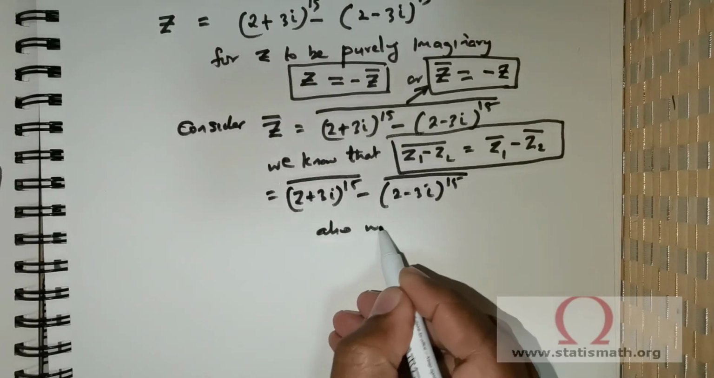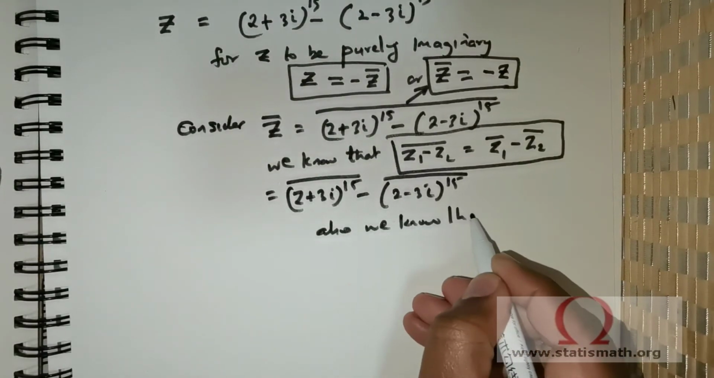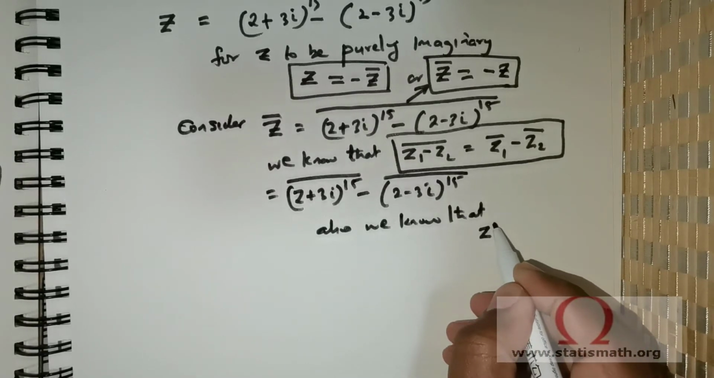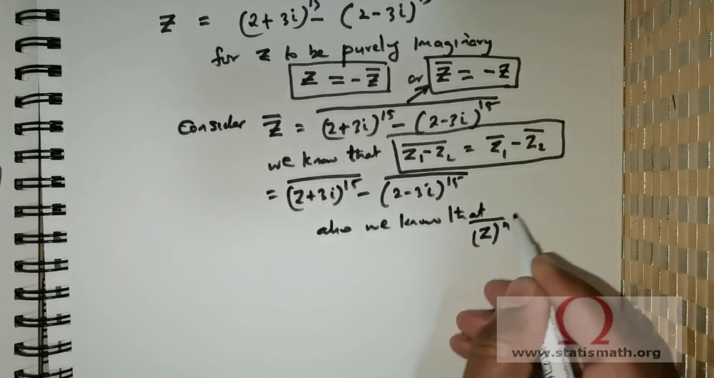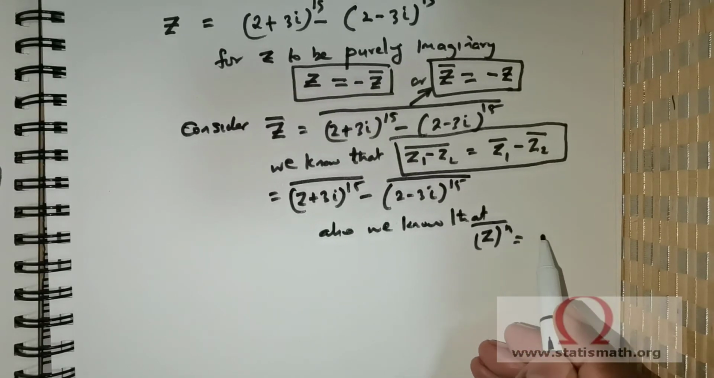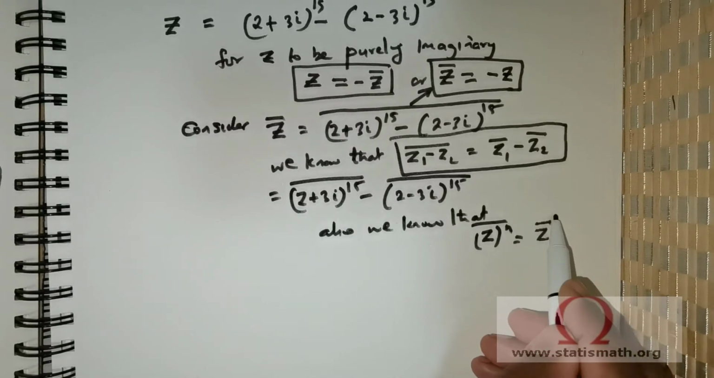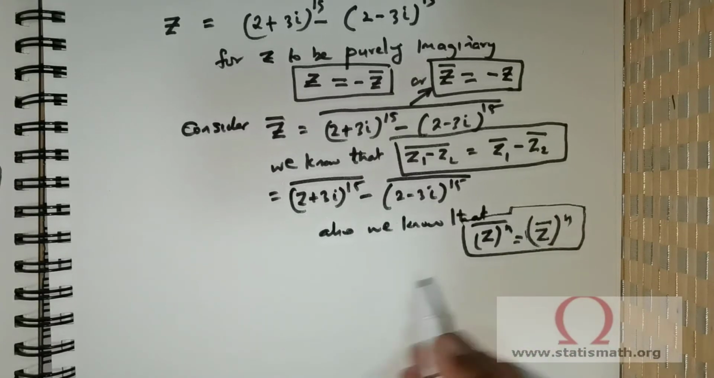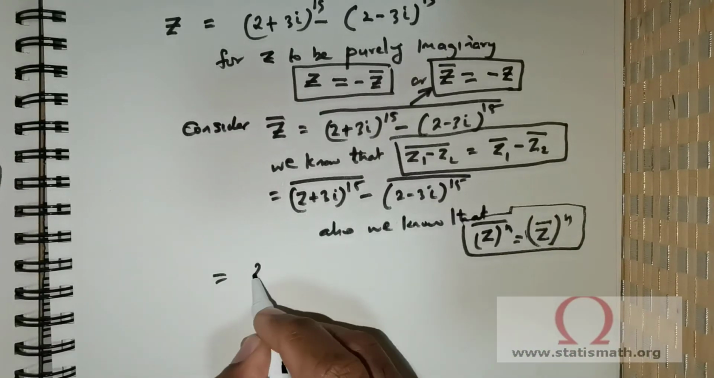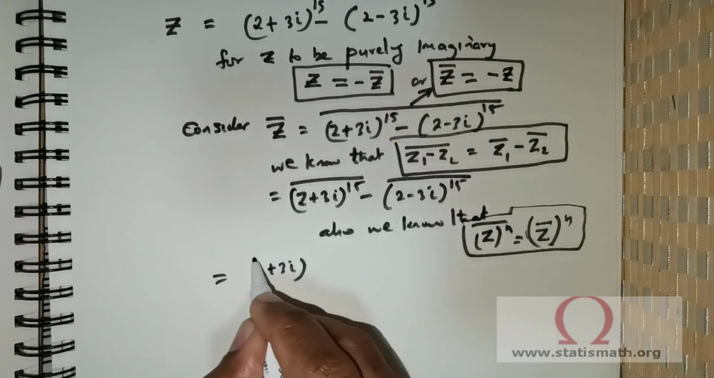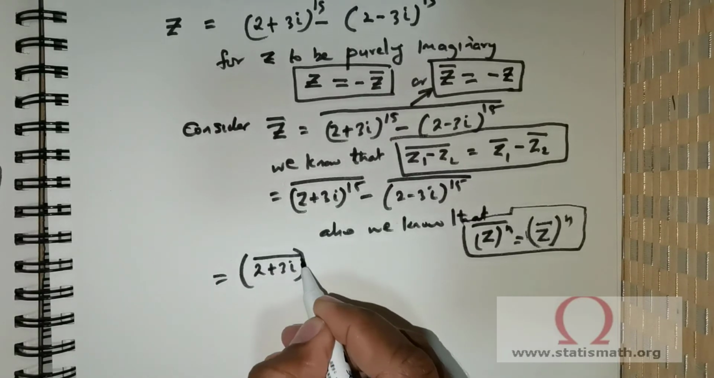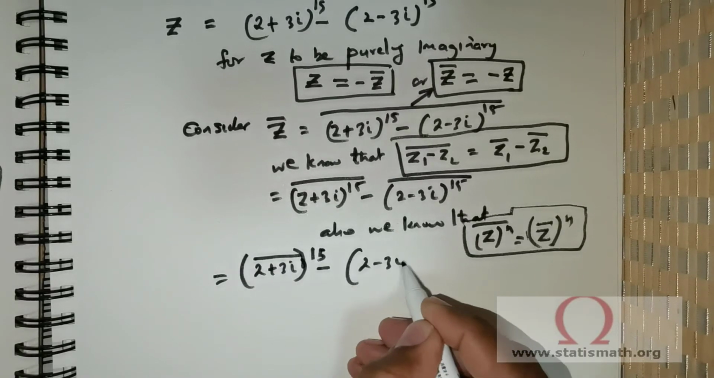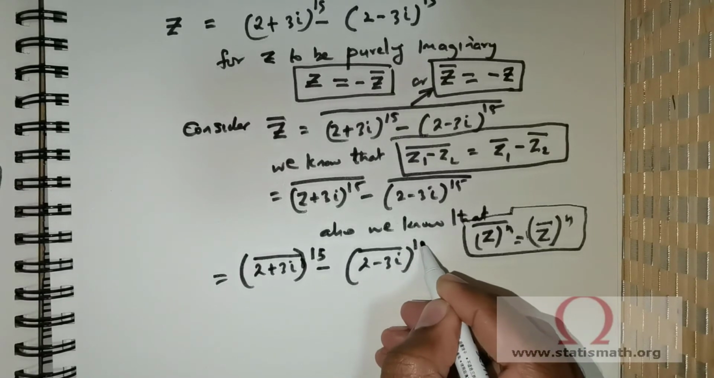Now also we know that for z raised to the power n with a conjugate, the conjugate and the exponent can be interchanged. So this is going to be z bar raised to the power n. These are all important properties you can use in solving the question. So this is going to be the conjugate of (2 + 3i), raised to the power 15, minus the conjugate of (2 - 3i), raised to the power 15.